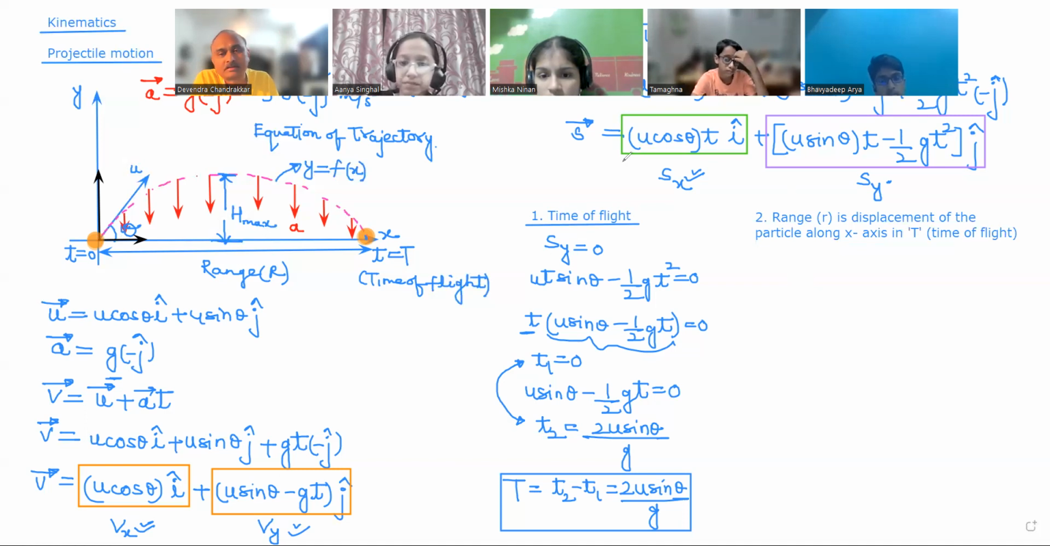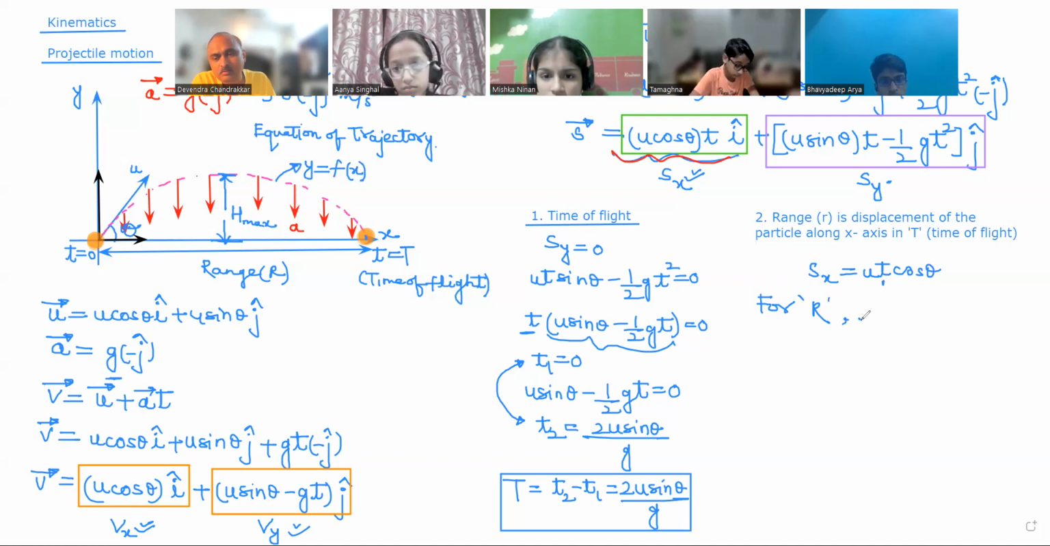Where is displacement along x-axis? This is the displacement along x-axis. All of you, please pay attention. This is the displacement along x-axis. Okay. So we will write Sx is what? It's u t cos theta. But this t is what? For R, t is equal to capital T, which is 2u sine theta by g. All of you understood or not? Yes, sir.